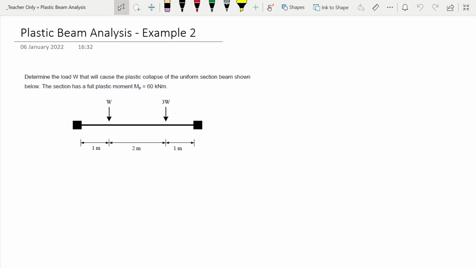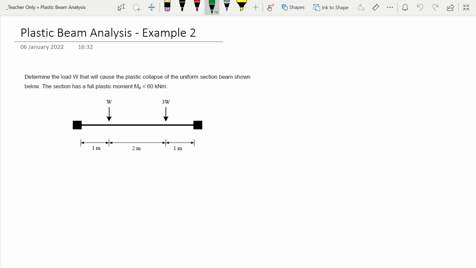Hi everyone, this is the solution to example 2 of plastic beam analysis. In this problem, we still have a fixed beam, but now we have two loads, one of W and one of 3W. So the only thing we know is the load on the right is 3 times the load on the left. And again, we need to find what is the maximum load that we can put in this structure without causing it to collapse.